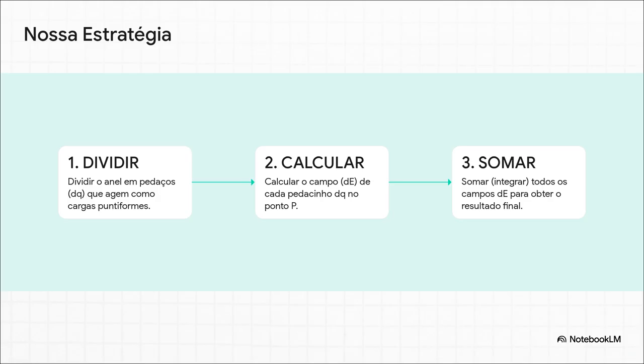Step 2, calculate. We figure out the tiny bit of electric field, dE, that each little dq creates at our point of interest. And finally, step 3, sum. We add up, or integrate, the electric fields from all those tiny pieces to get the grand total. So, divide, calculate, sum. Simple, right?